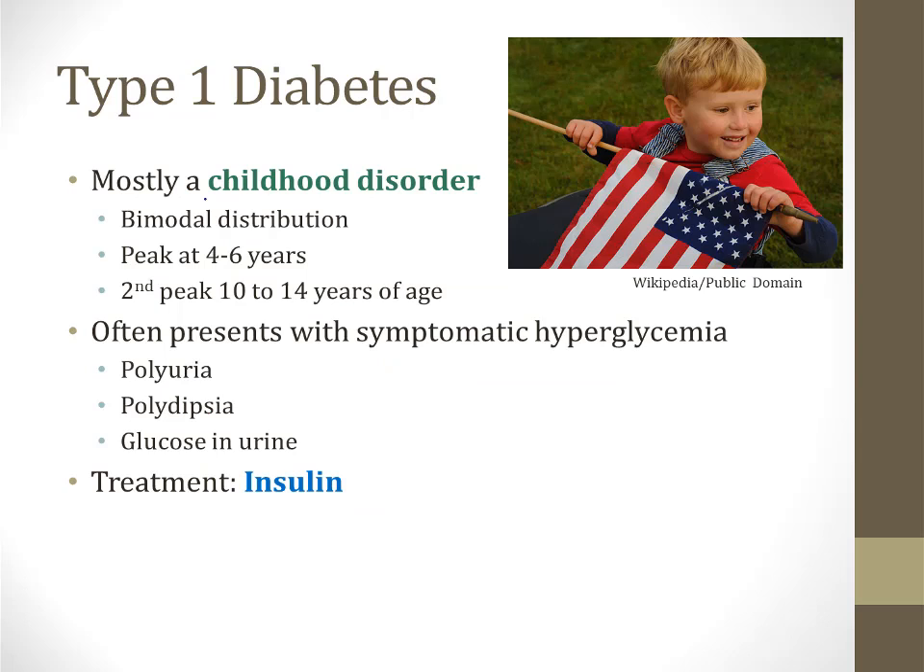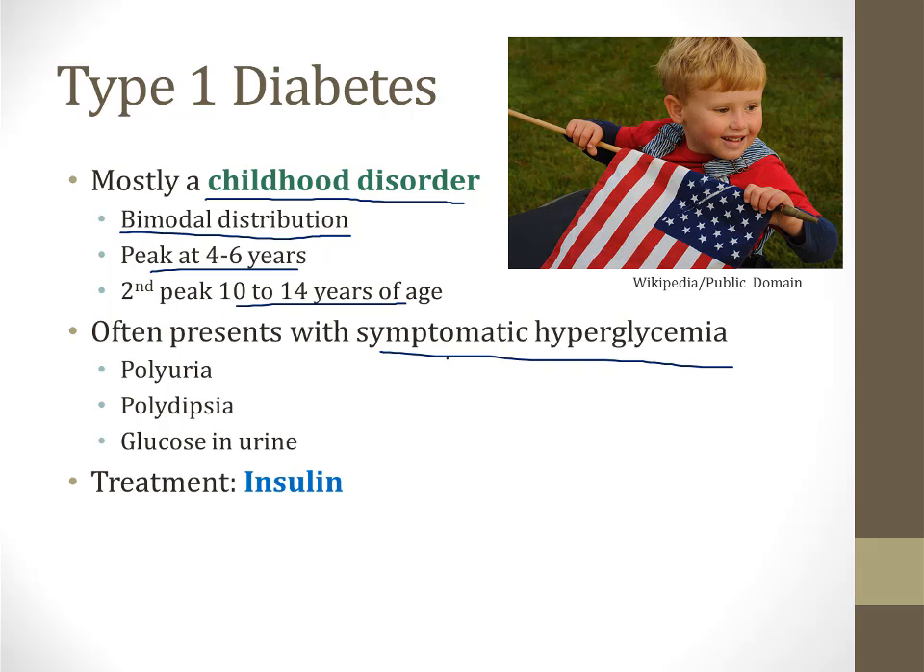Type 1 diabetes is mostly a childhood disorder. It has a bimodal distribution. There is a peak onset at 4 to 6 years of age and a second peak at 10 to 14 years of age. And because children with type 1 diabetes can completely lose insulin production from the pancreas, they often get very high blood sugar levels and present with symptomatic hyperglycemia.